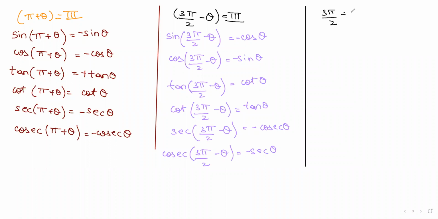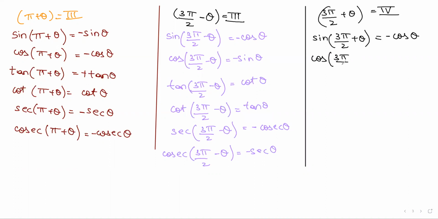3 pi by 2 plus theta. This will be in the fourth quadrant. Sine of 3 pi by 2 plus theta will be equal to, sine is negative and sine gets converted into cos, so minus cos theta. Cos of 3 pi by 2 plus theta is equal to, cos is positive and becomes sine theta.